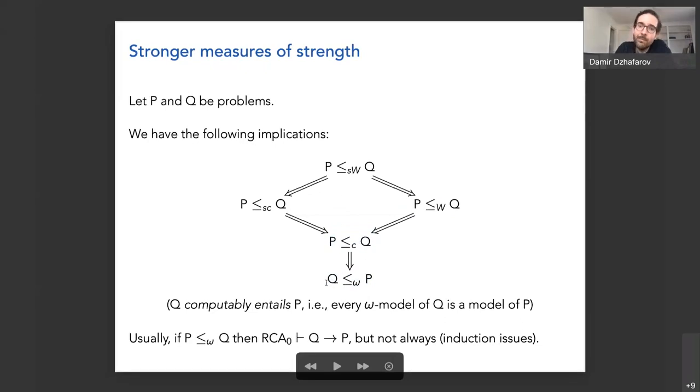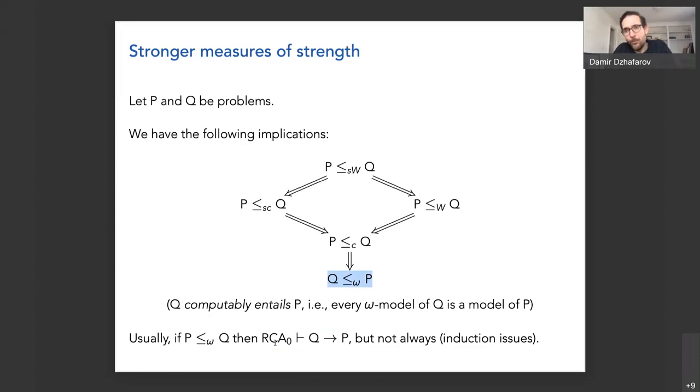What it means is that if you look at an omega model of Q, in the sense of subsystems of second order arithmetic, a model of second order arithmetic in which the universe is standard, it's actually the natural numbers, then every model of Q is a model of P. So the moral of this is that if P is reducible to Q in any of the senses on these slides, then RCA naught proves that Q implies P. That's the thing we would like to say. It doesn't quite, because there might be some issues related to induction, which means that this is true in every standard model, but maybe not in some non-standard model. And actually, I'll talk about an example of this in a minute.